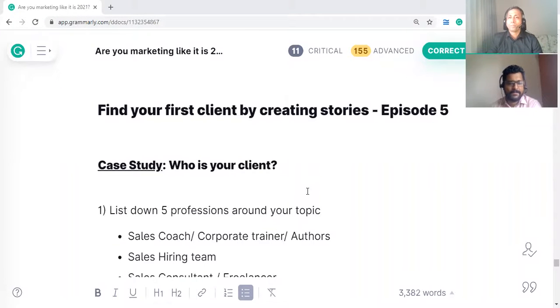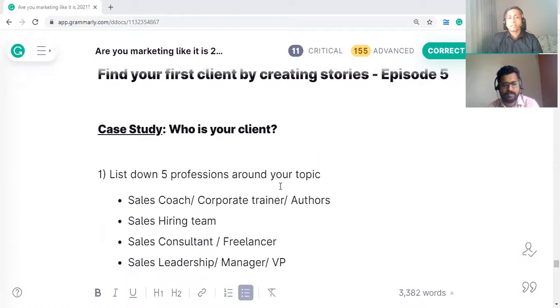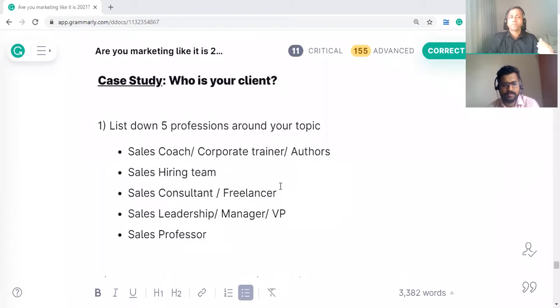So basically, if you remember, we have a framework. In the framework, there are 5 questions. And the second question is, who is your client? And in this case study, that person was asked the first step of this particular question: list down 5 professions around the topic. The volunteer, as you know, has chosen the topic of sales.